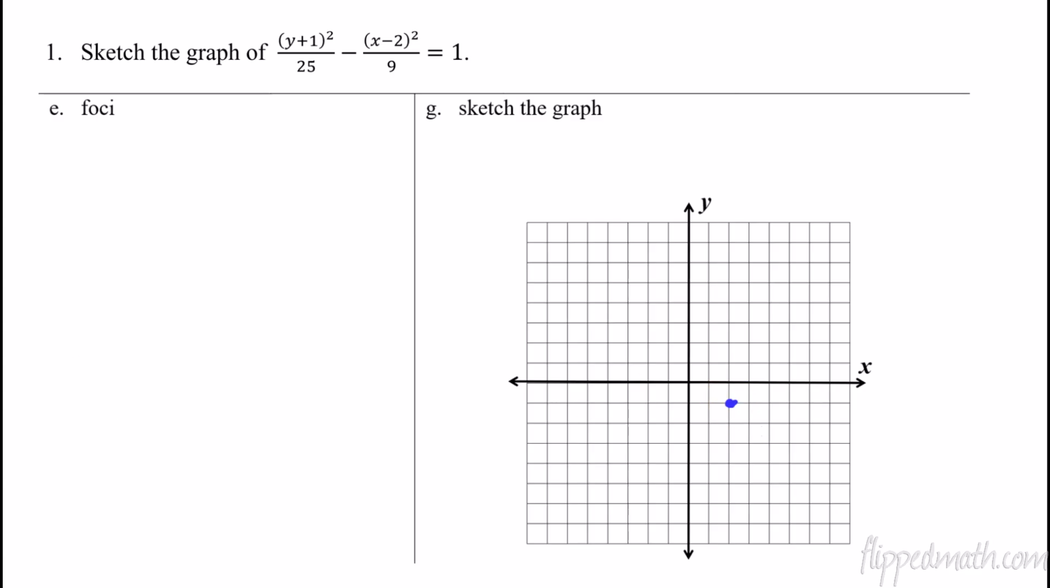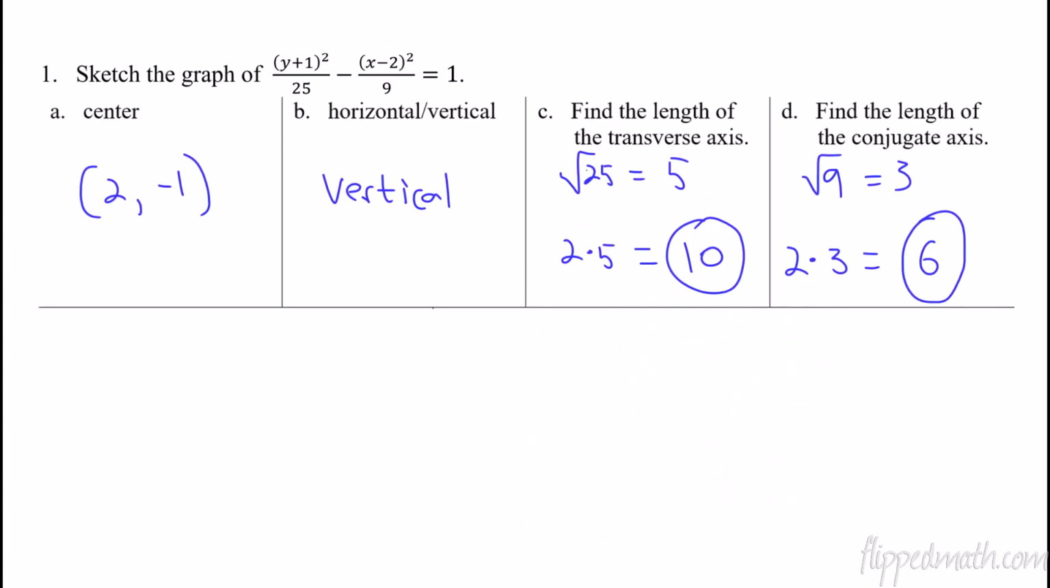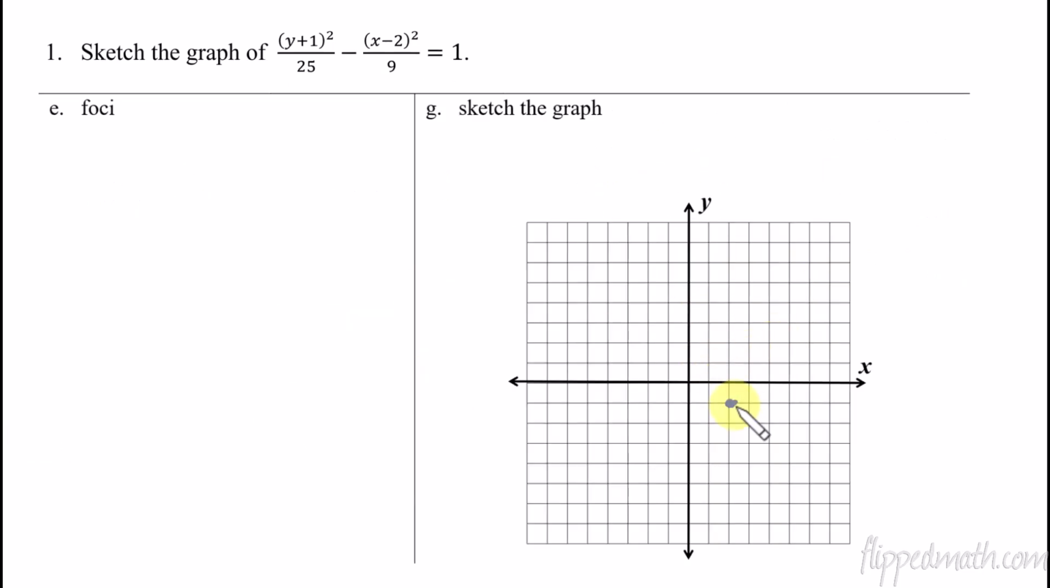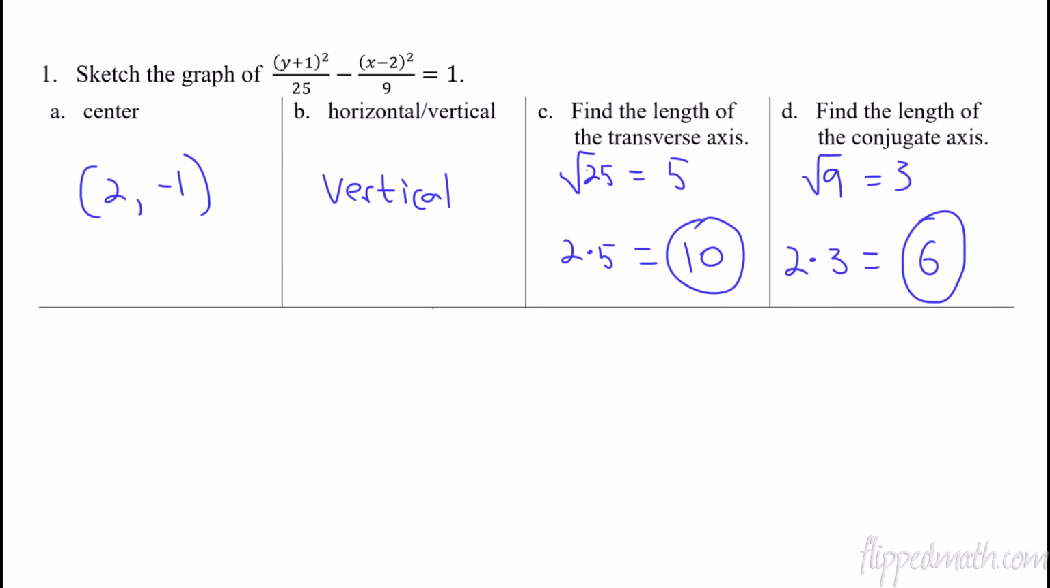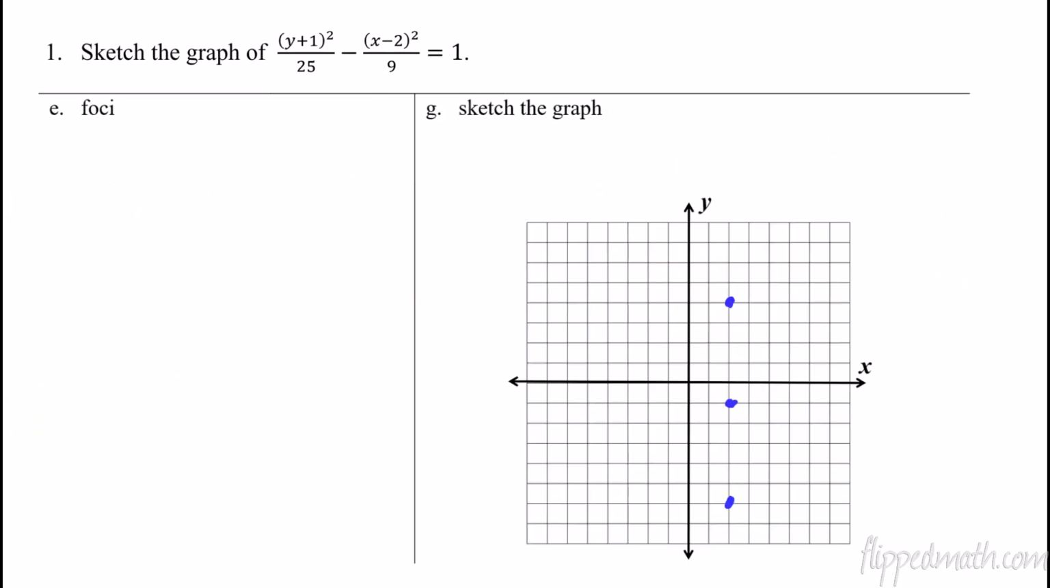There's my center. Then I have, it's going up and down, and it's 5 away from this center point. So I'm going to go up 5, 1, 2, 3, 4, 5. I'm going to go down 5, 1, 2, 3, 4, 5. There's my vertices. Okay, and then what else do I need? I have my conjugate axis. It's a distance of 3. I'm going to use a different color here just to show that. So I'm going to go 1, 2, 3, put a little mark. 1, 2, 3, put a little mark.